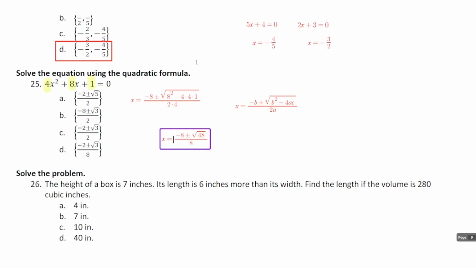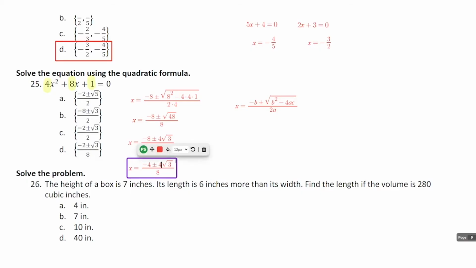We need a perfect square factor of that. 16, is it divisible by 16? I think it might be. Yeah, 16 times 3. Okay, so this is going to be 4 root 3 when we go to rewrite it. So right here, root 48 reduces to 4 root 3. And then I can divide all this stuff by 2 to reduce my fraction.